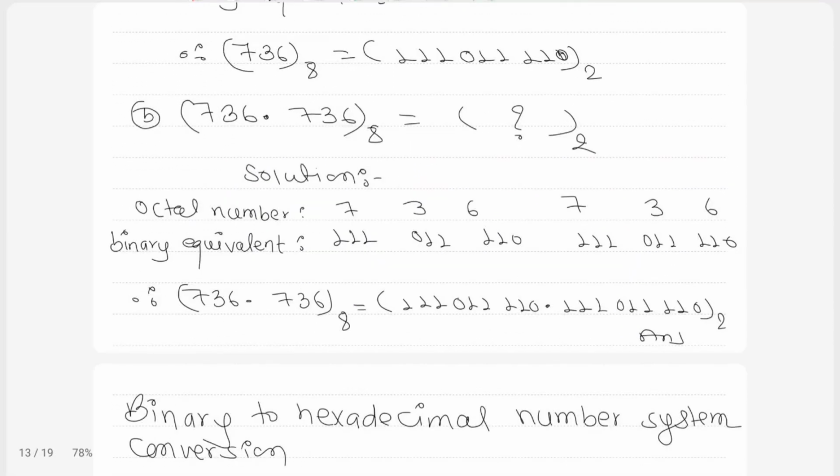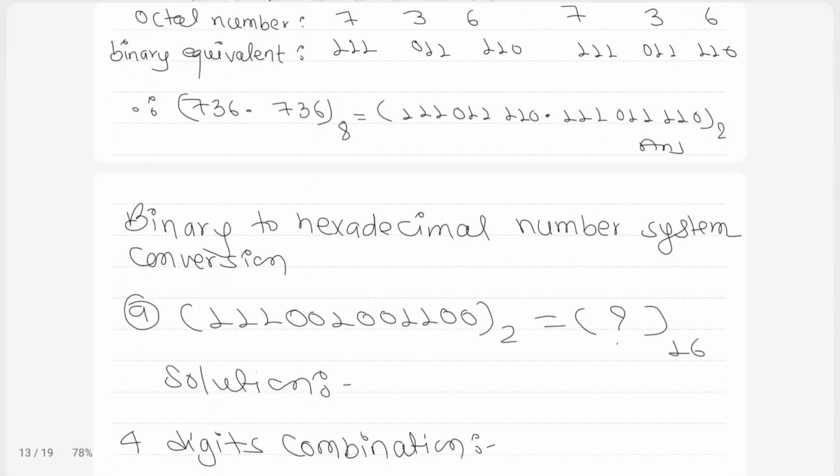Integer and fractional part we write down like this. First of all, write down the octal numbers, then after the binary equivalent, and get the answer easily. It is easy. It is easy among other conversions.